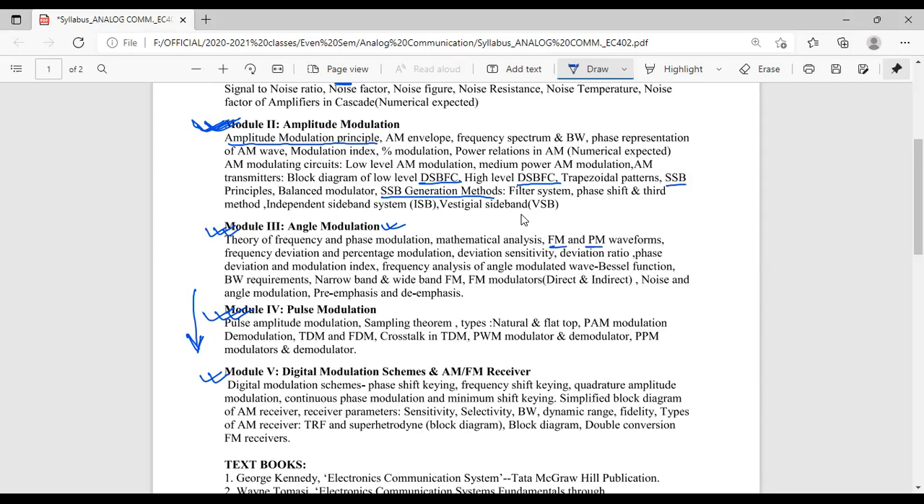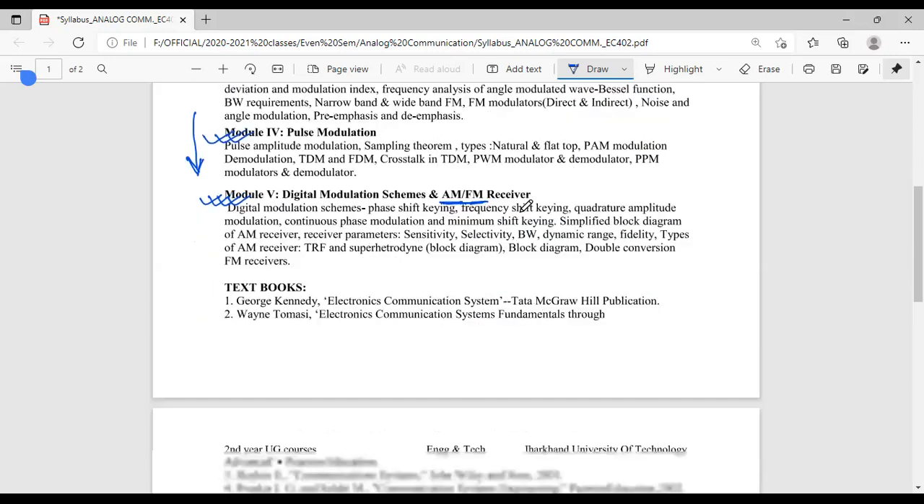Next, the last module, the fifth module, is dedicated to the digital modulation schemes. In the digital modulation schemes, we have to study some basic modulation schemes. And here we also have to study AM and FM receivers. So this is a very important topic.